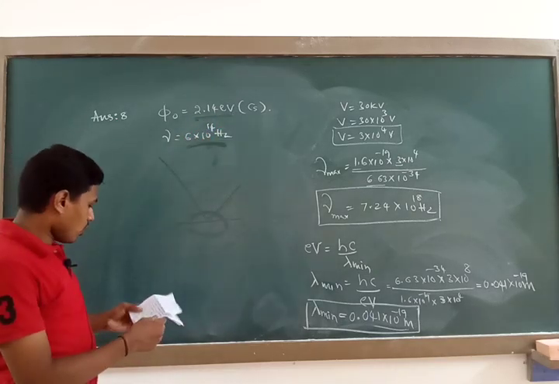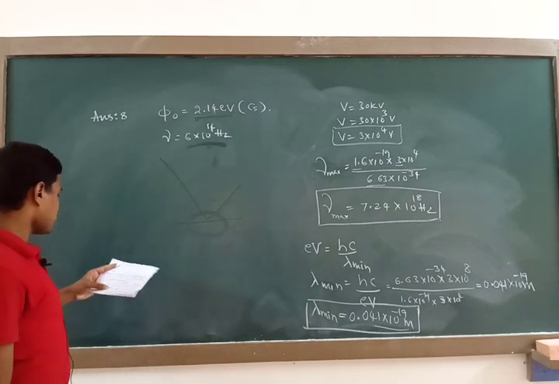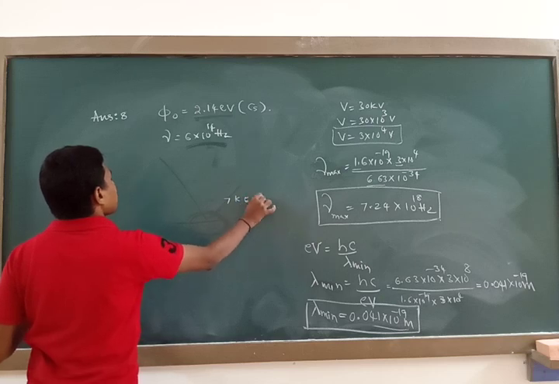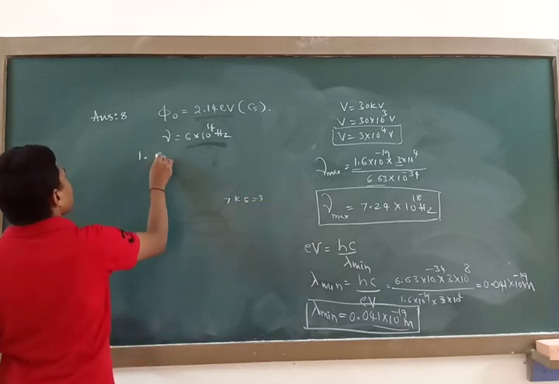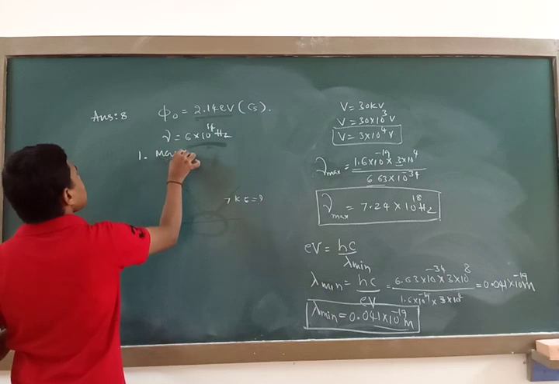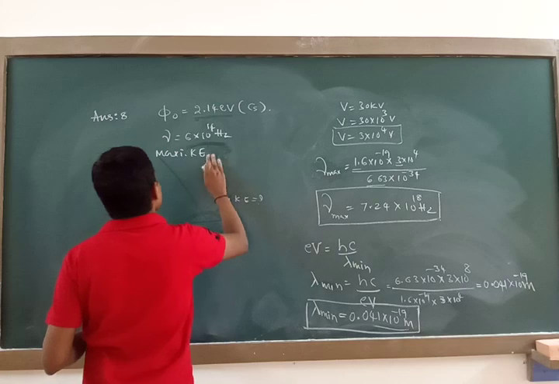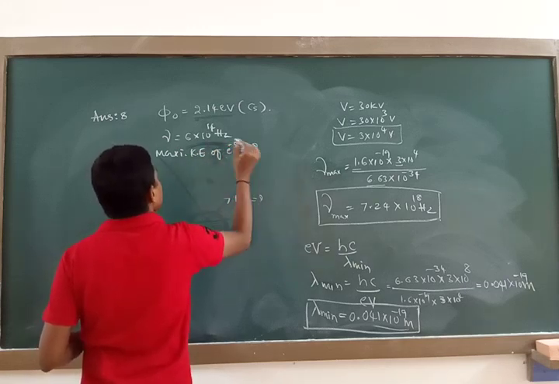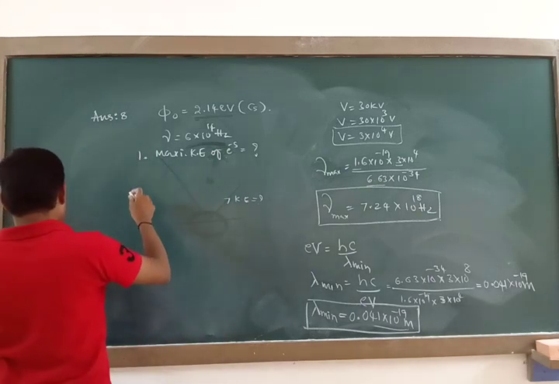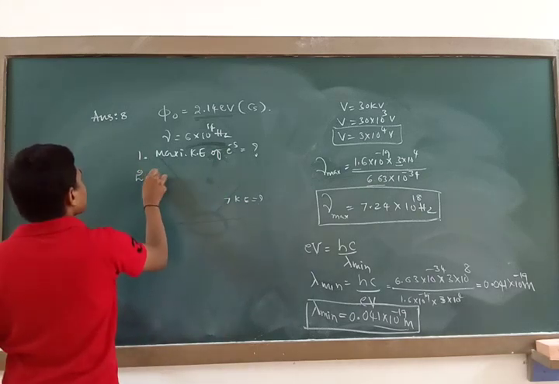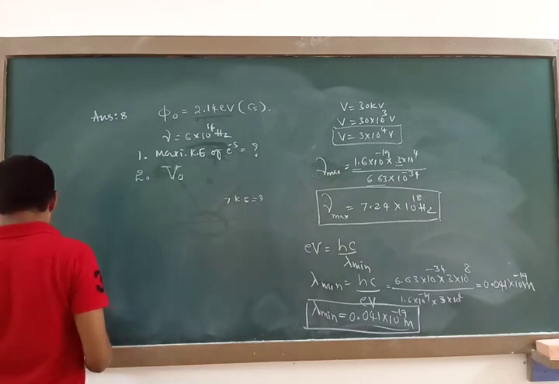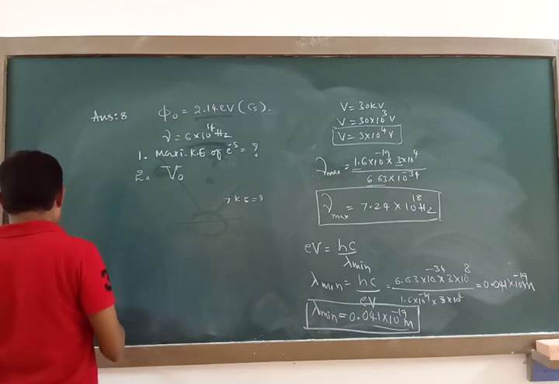Okay, fine. Now what are they asking? They are asking for the maximum kinetic energy. With what kinetic energy are the electrons ejected? We need to calculate the kinetic energy. So number one, maximum kinetic energy of photoelectrons. Next, the stopping potential V0, and the maximum speed of the emitted photoelectron.